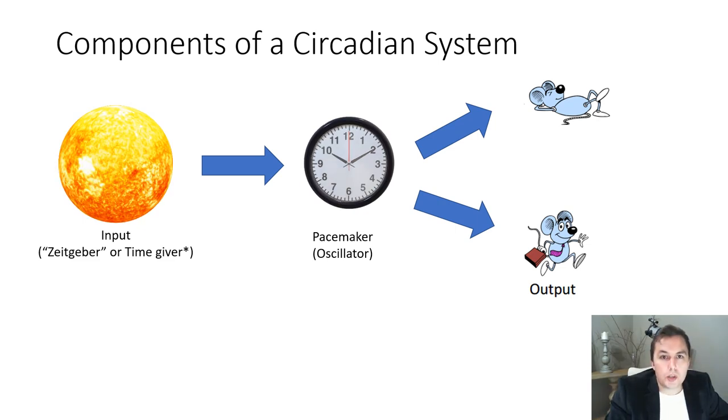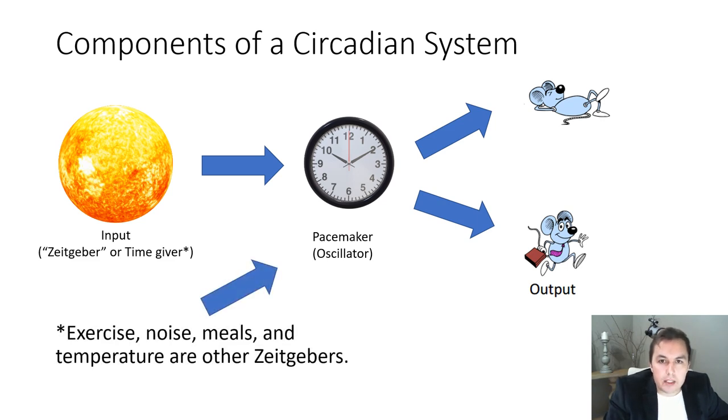While the central clock is regulated only by light, you will see what I mean by this in a minute, there are other inputs to other clocks in the body that can affect the timing of this central clock, namely liver activity and muscle strength. And this also has to do with exercise, noise, meals, and temperature. So let's talk more about the central oscillator.